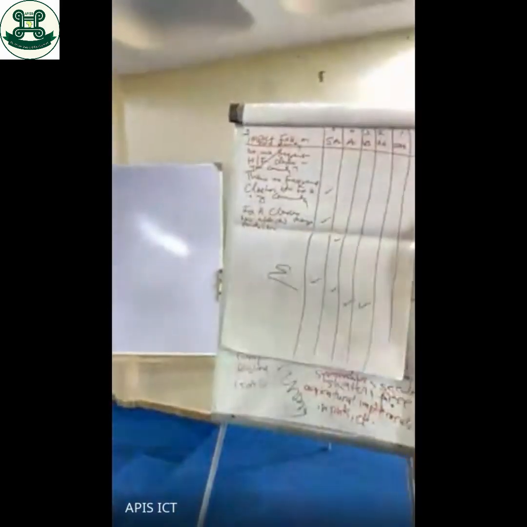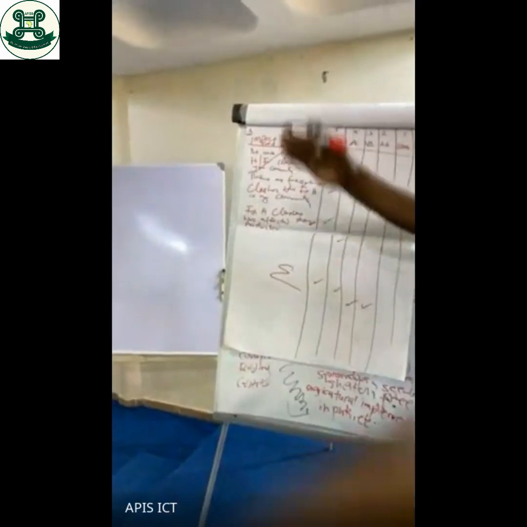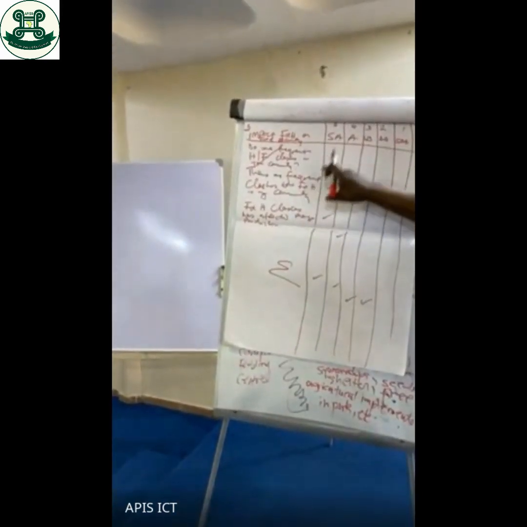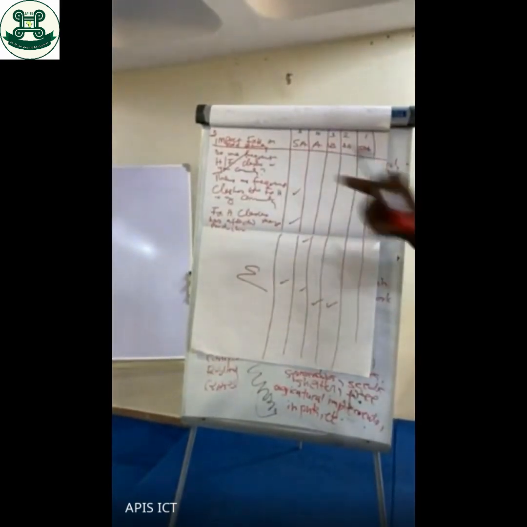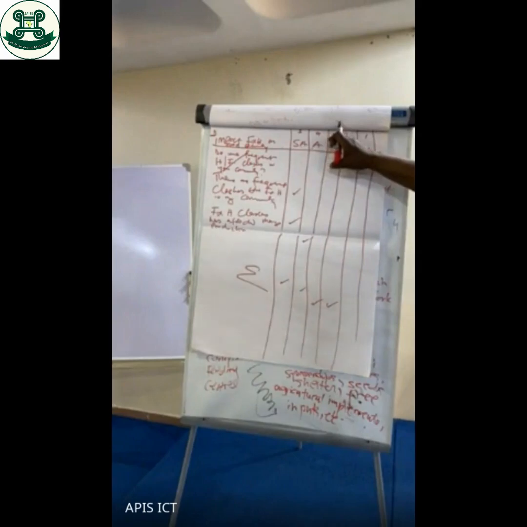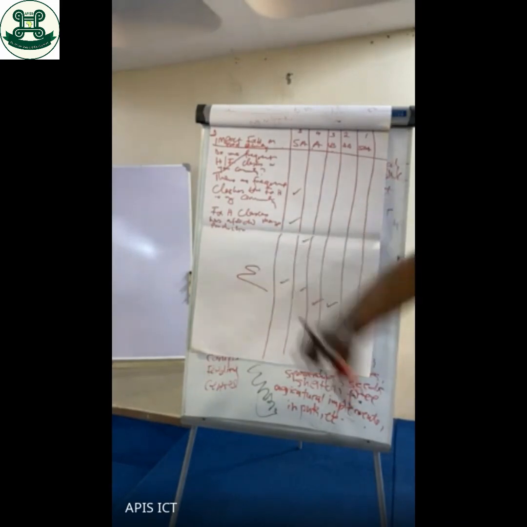If you have a 200 sample size, how many of them tick SA? How many tick A? How many tick UD? How many tick SDA? It's a Likert scale. You are assigning figures to them based on your hypothesis.